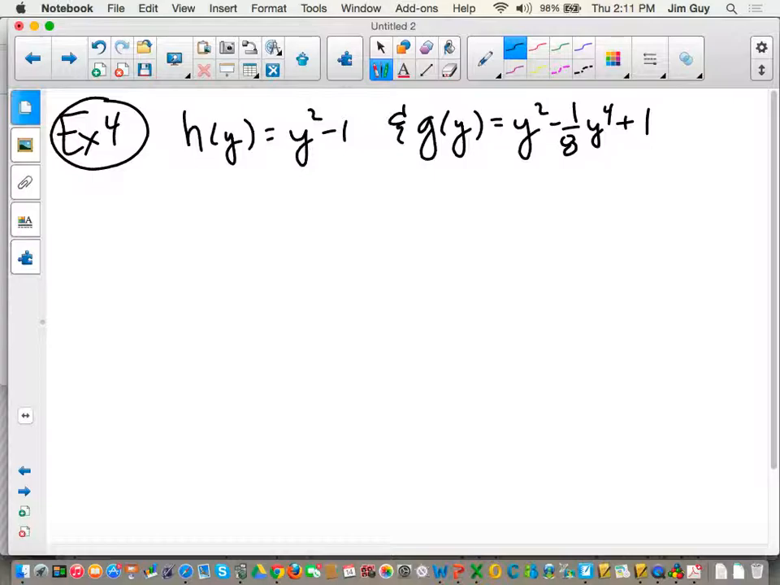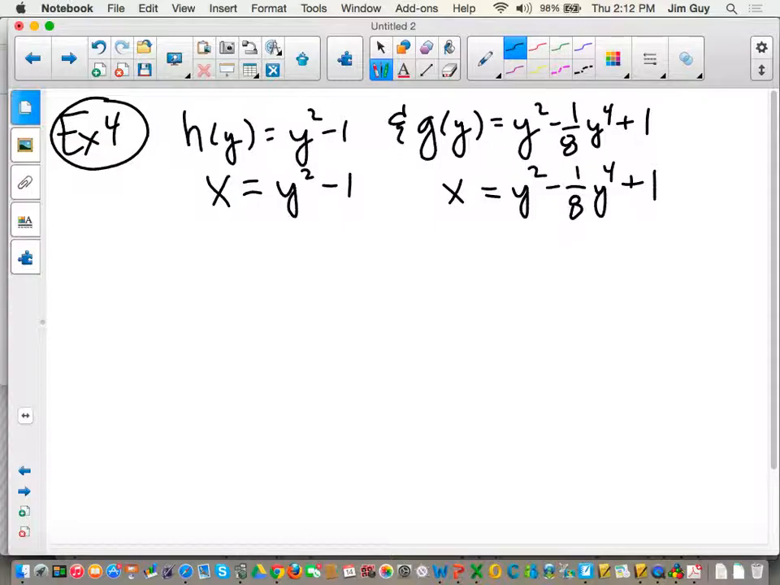Okay, so this one's different. These are functions not of x, but of y. So first of all, that's weird. They wouldn't pass the vertical line test, because they're functions of x with respect to y. In other words, this would be another way of writing this equation: x equals y squared minus 1, and x equals y squared minus 1/8 y to the 4th plus 1. And you'd want to sketch the graph of those.